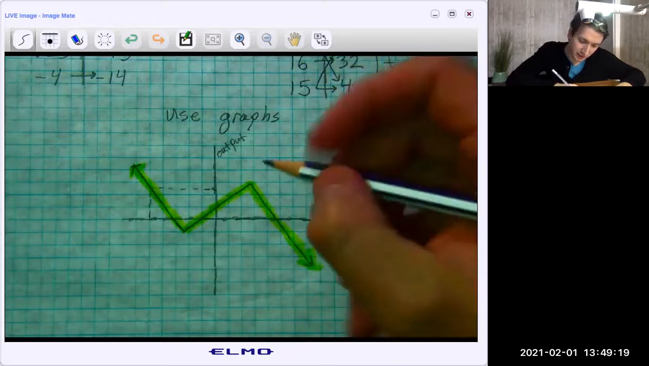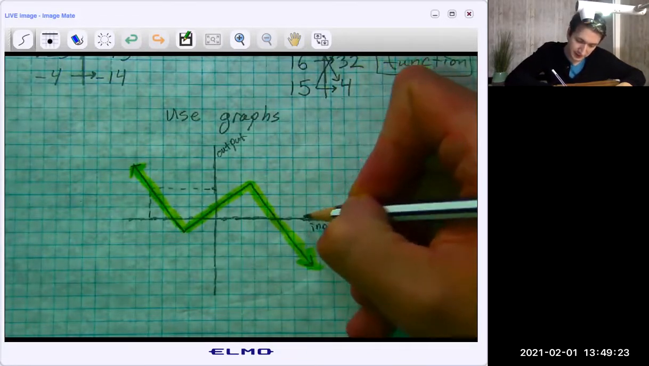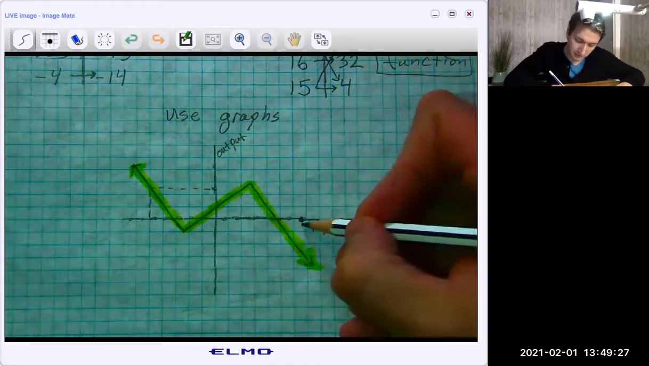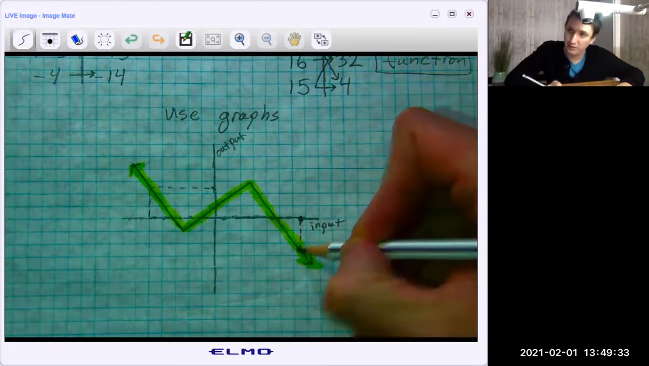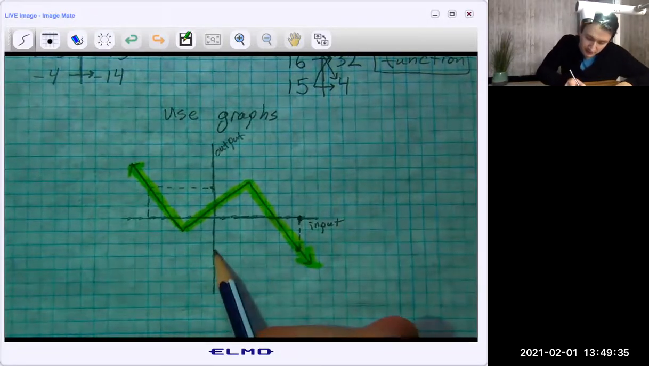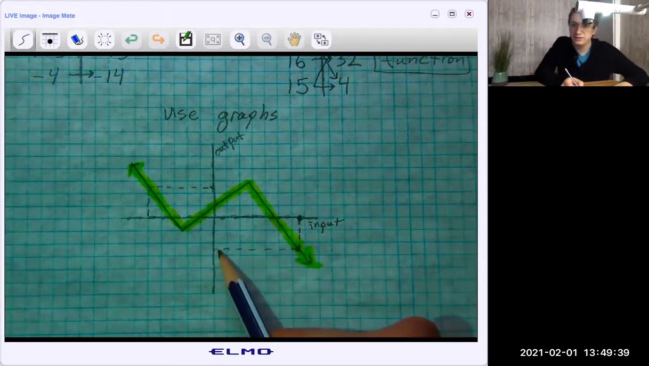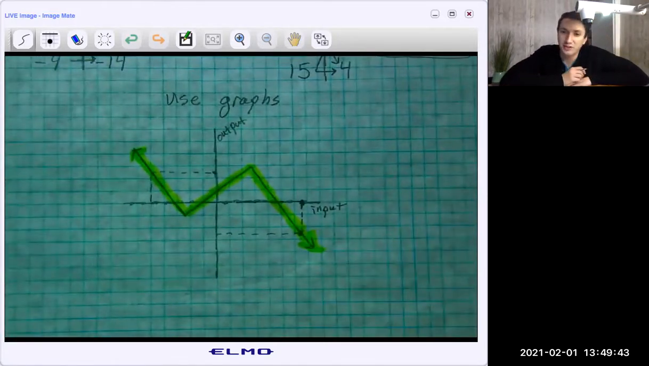Or let's say we were over here, at the very end. Let's say I told you, hey, this was my input. Could you tell me the output? Well, to figure it out, you would go down and you'd say, it's whatever that y is. It'd be that number over there. You'd say, yeah, I can tell you the output. It's that. So as long as you can always tell us the output, then it's a function.